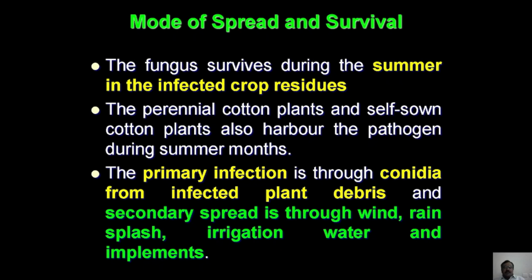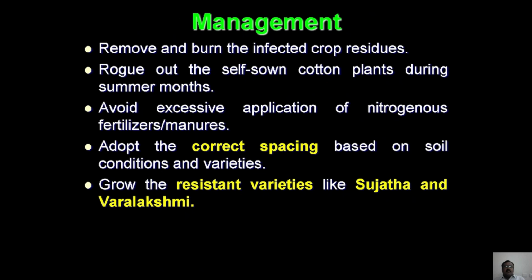The perennial cotton plants and the self-sown cotton plants harbor the pathogen during summer months. Primary infection is mainly through the conidia from infected plant debris, and secondary spread is through the wind, rain splash, irrigation water, and farm implements. To manage the disease, remove the infected plant debris, which serves as a source of inoculum, and rogue out the self-sown cotton crop which harbors the infection. Avoid excessive application of nitrogenous fertilizers, as excessive nitrogen favors disease development. Appropriate spacing should also be adopted, as closer spacing is also responsible for faster development of this disease.